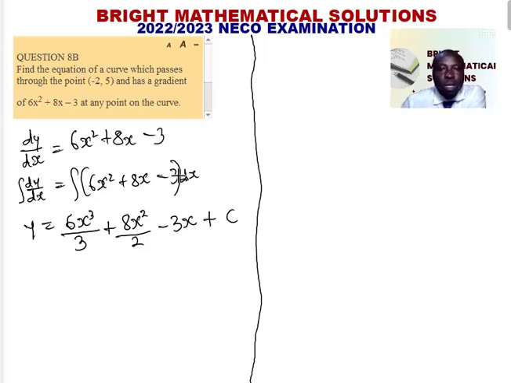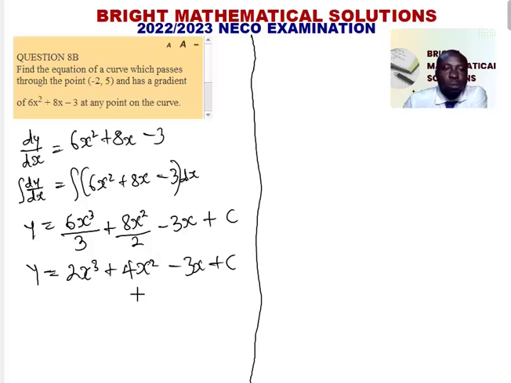So the x that we have here is raised to the power 0, so when we add 1 to it, the x will surface. So y equals 2x³ + 4x² - 3x + c.